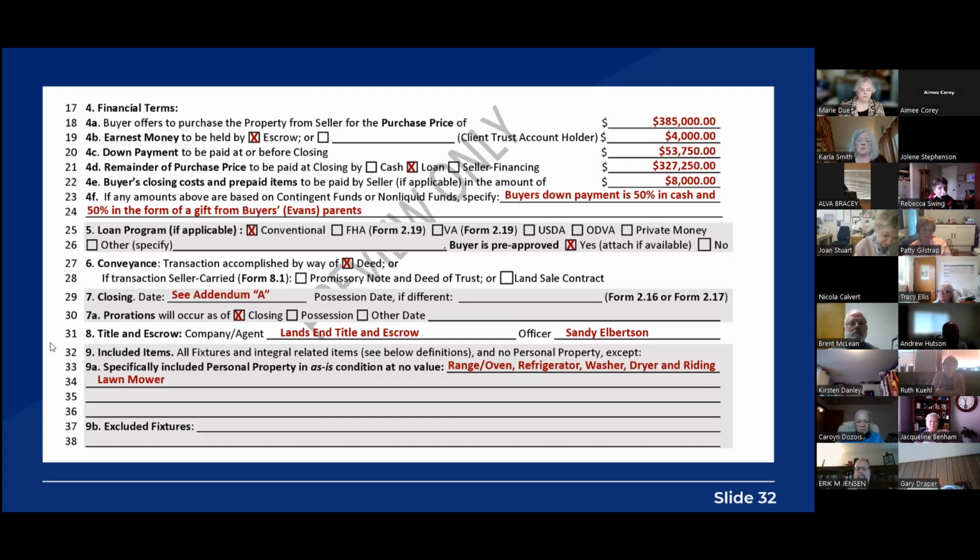And then, personal property as is, range, oven, refrigerator, washer, dryer, riding lawnmower. Excluded fixtures. We said about the door knocker and they don't put it in there. So that's going to be something for the counter.